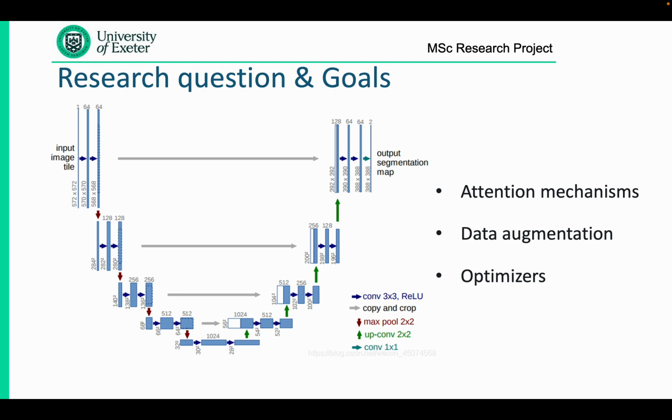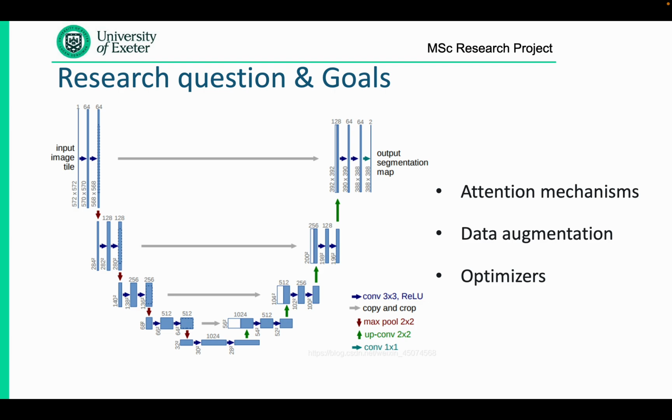It consists of repeated application of two 3x3 convolutional layers, each followed by a ReLU activation function. This is followed by a 2x2 max pooling operation to downsample the image. As the image is downsampled, the number of feature channels doubles, allowing the network to capture more complex features. At the bottom of the U, the bottleneck layer connects the contracting and expanding paths.